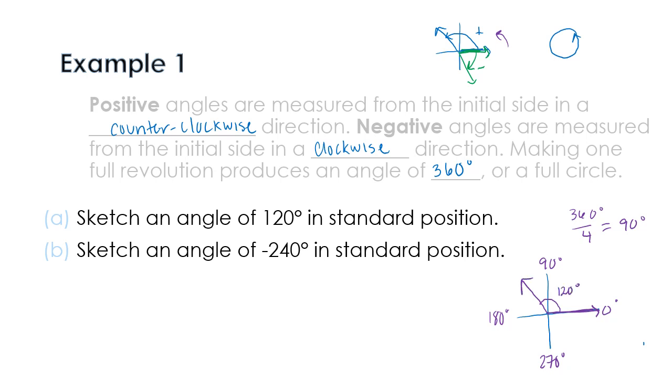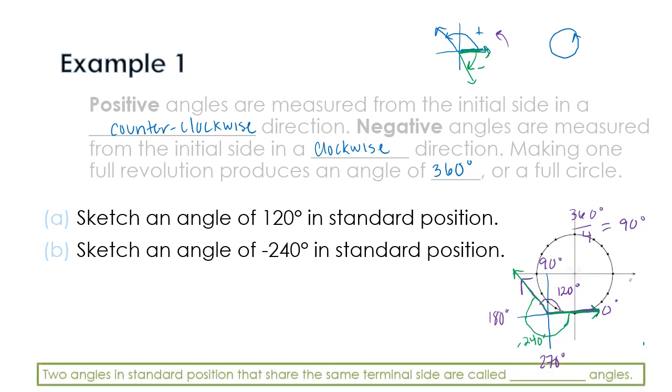If I had to draw negative 240, negative 240 means I start here, and I'm going to go in this direction. So this is negative 90 degrees. This is negative 180 degrees. And then negative 240 is going to be right before this one, not quite. So that's negative 240 degrees. Oh, I already had that circle there.